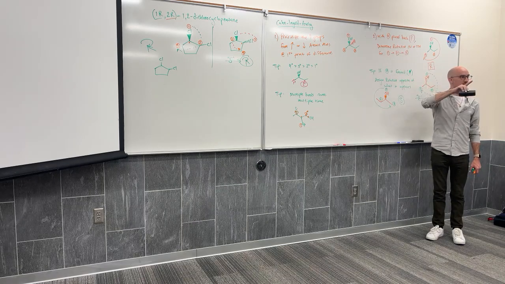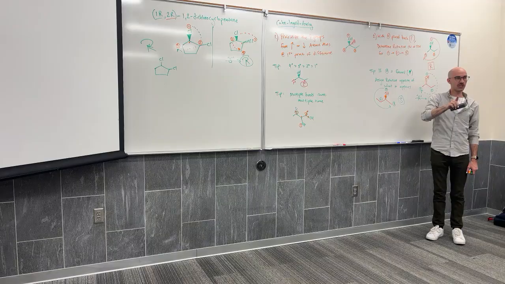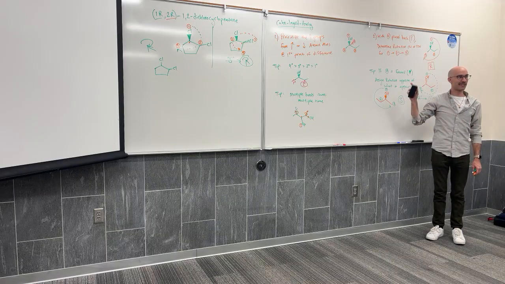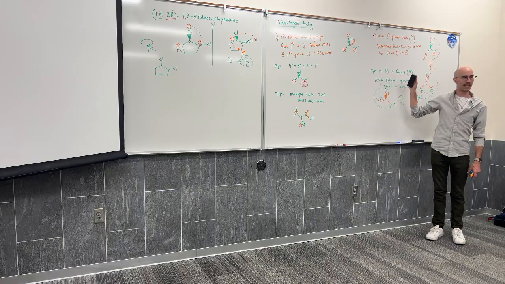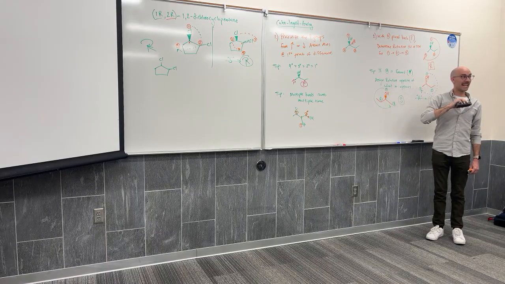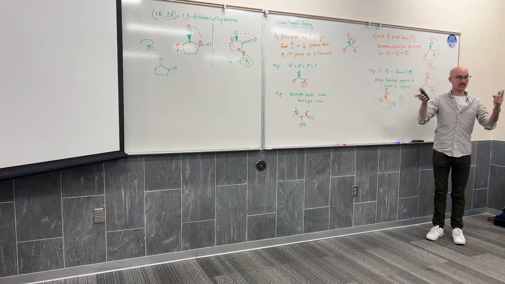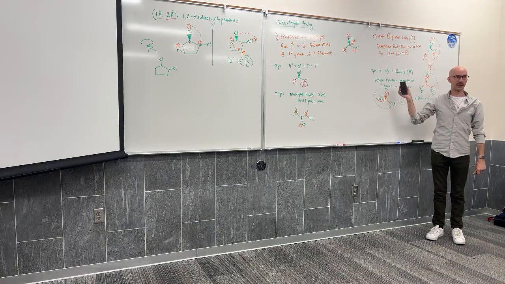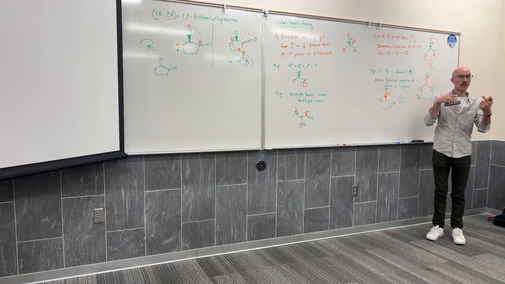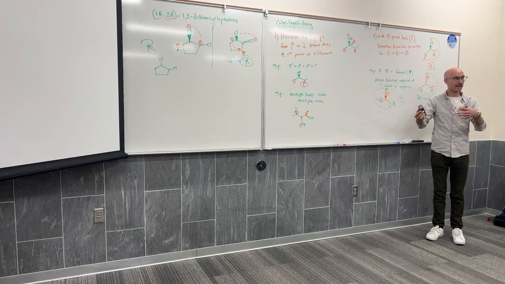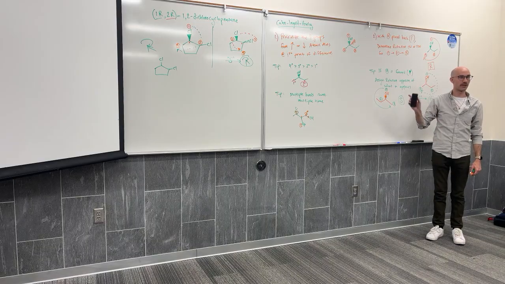Right. There's another thing I'm doing here, which is intentionally leaving out the possibility of the lowest priority group being in plane. You cannot assign R versus S if the lowest priority is in plane. It is impossible. So you have to then take a Newman projection on it, rotate it, put it back into bond line, and then assess it. You have to have the lowest priority front or back.